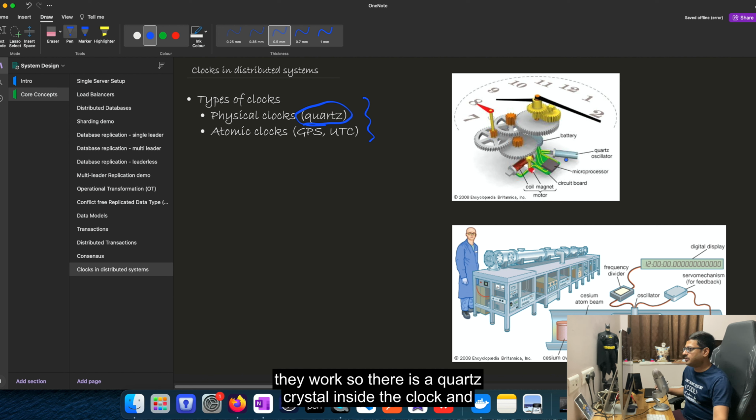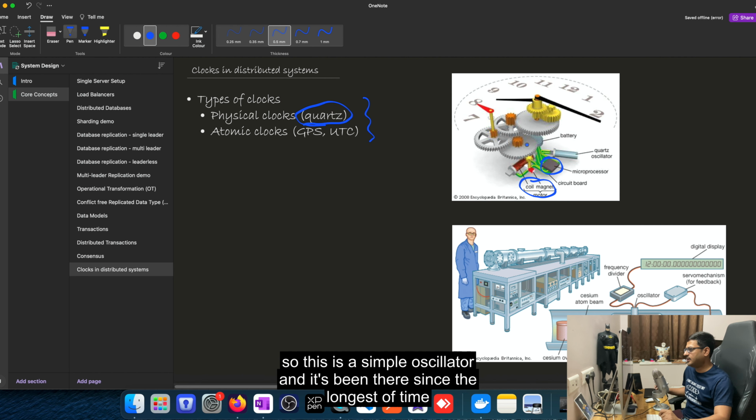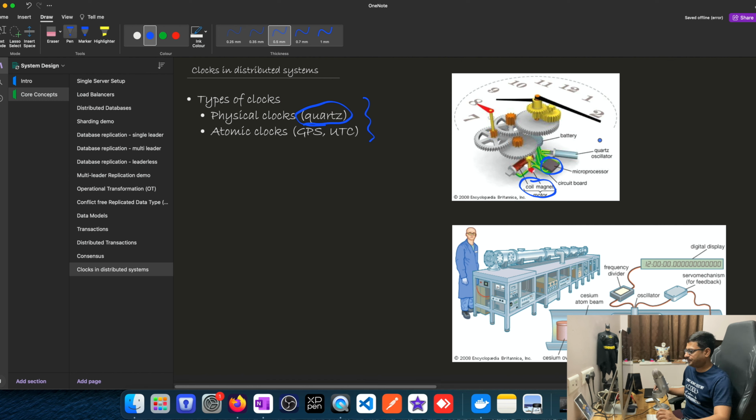So this is how they work. There is a quartz crystal inside the clock, and there is a battery which is sending an electric current which is oscillating the quartz, right? And because of these oscillations, we are able to capture the number of times it is oscillating using a microprocessor. This is where the logic is happening, and using some kind of a magnet, we are able to spin some motors which are in turn spinning the gears, and we are able to see our seconds hand, minutes hand, and hours hand move, right? So this is a simple oscillator, and it's been there since the longest of time, right?